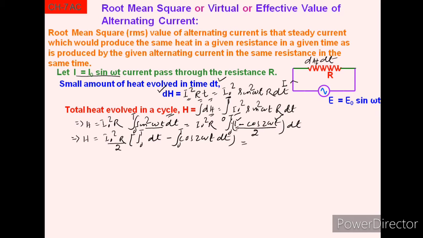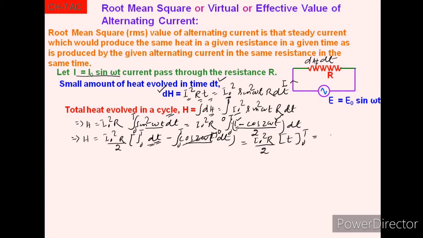So this can be written as I naught square R divided by 2. And look at the second term: it involves cos theta, and the integration of sine or cos function over a cycle is 0, because for the positive half cycle and negative half cycle, the values get cancelled. So what will be left is only the first term, and the integration of the first term will be t with limits 0 and t.